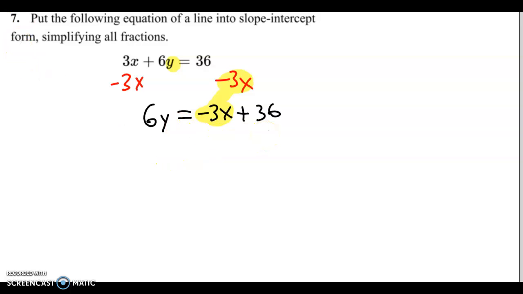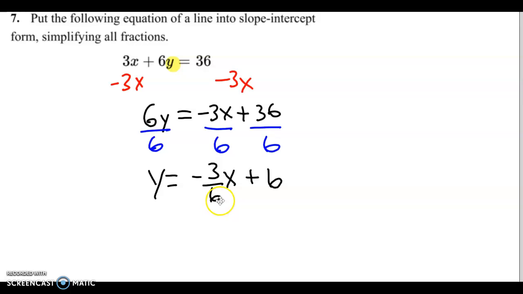Now my next step is to isolate the variable further by dividing by 6. When I divide by 6, I'm dividing every term on the right side. So I got negative 3 over 6 plus 36 over 6. Negative 3 over 6 doesn't come out even, so I leave it as negative 3 over 6, but 36 divided by 6 reduces down to 6. Now, remember it says to simplify all fractions. Negative 3 over 6 can be simplified.